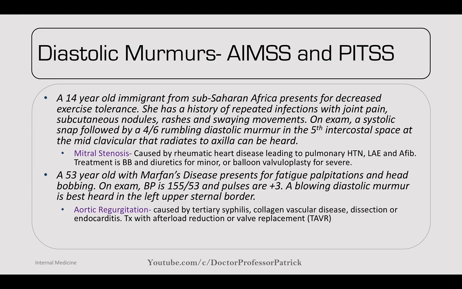So this is aortic regurg, caused by usually tertiary syphilis, a congenital or a collagen vascular disease, a dissection, or endocarditis, and we can treat this with afterload reduction and valve replacement using a TAVR.